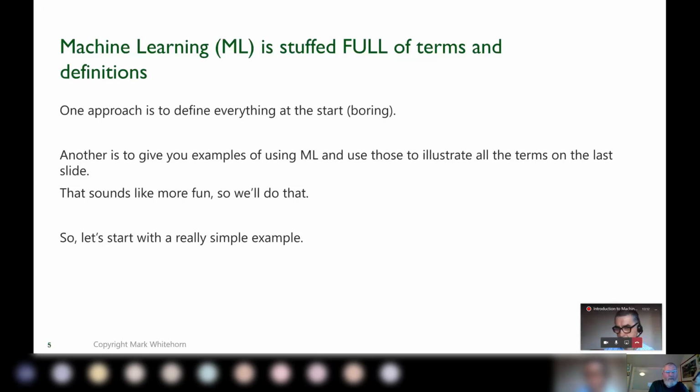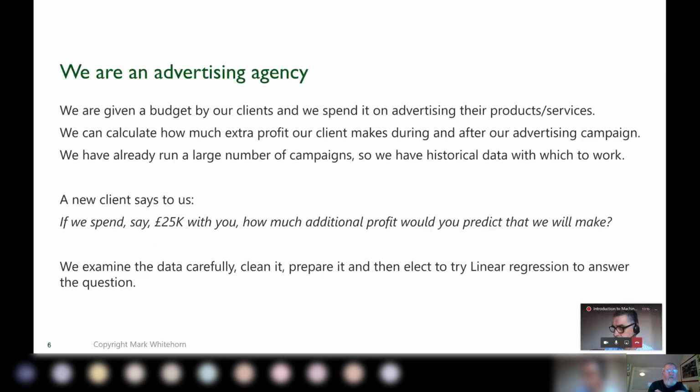So we'll start with a really simple example of machine learning. So imagine that we are an advertising agency. We're given a budget by our clients and we spend that money on partying. Sorry, we spend that money on advertising their products and services. That's our business model. We've been doing this for a while. We've worked for quite a number of clients.